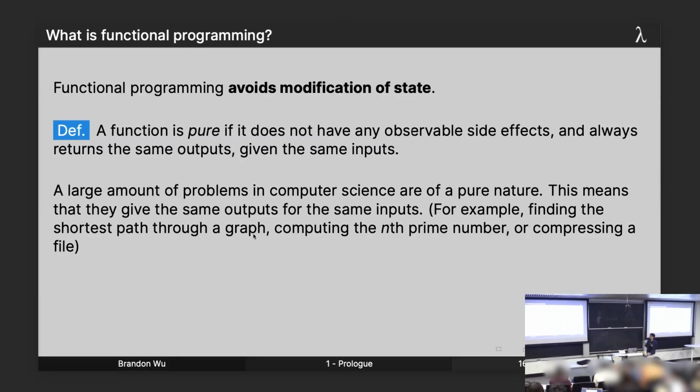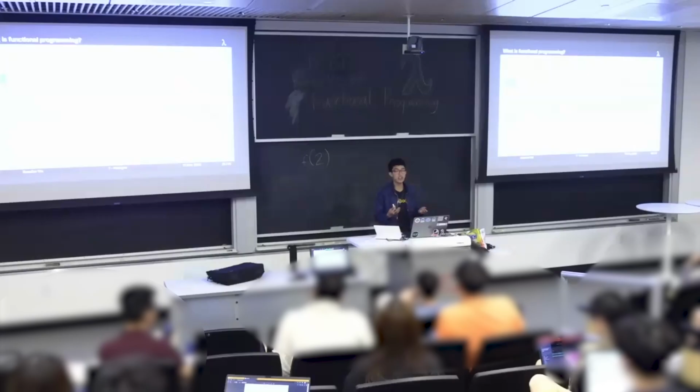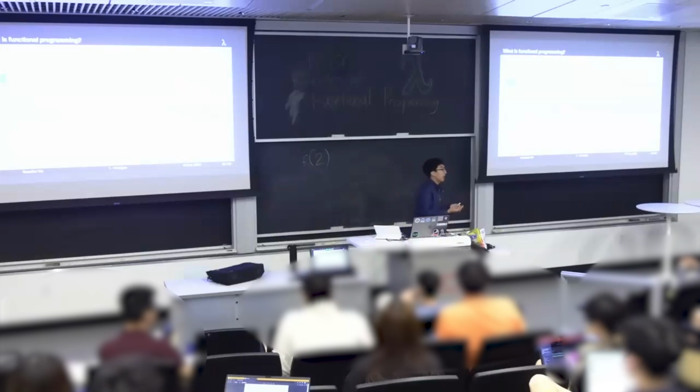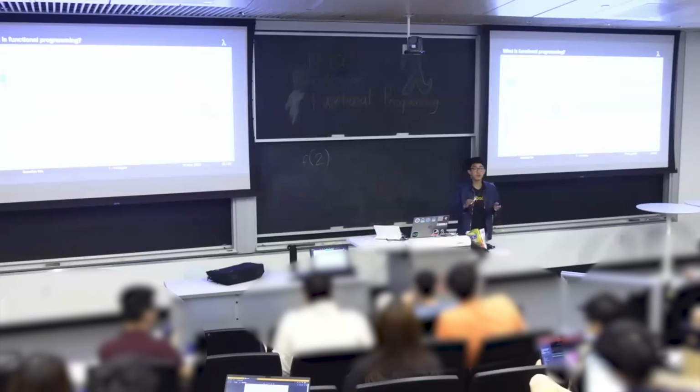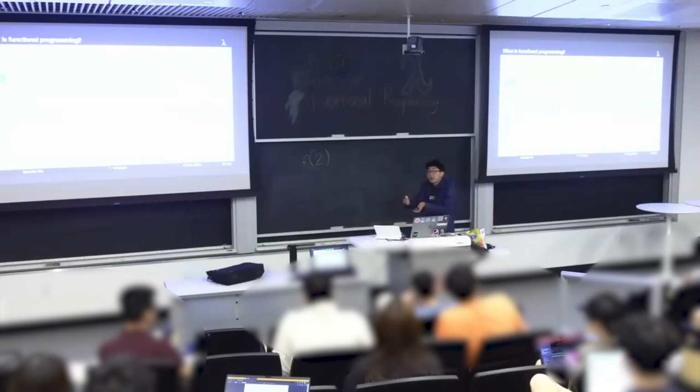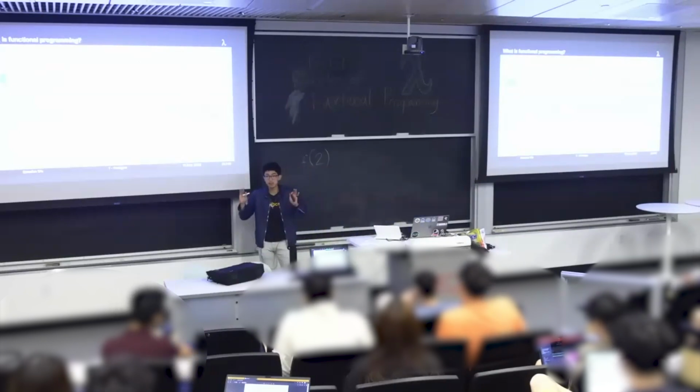A lot of problems in computer science are pure. That means that if I give it the same input, I get the same output. Suppose I'm trying to find the shortest path through a graph. That doesn't change on me. Maybe there's multiple of them, but that's not going to change still. If I'm trying to find the nth prime number, well, here's my conjecture to you. Write this down. The nth prime number will probably always be the nth prime number. That's not going to change. And the same way, if I'm compressing a file according to some fixed algorithm, if I give it the same file, I'm going to get the same compressed file, same bits and bytes, same everything.